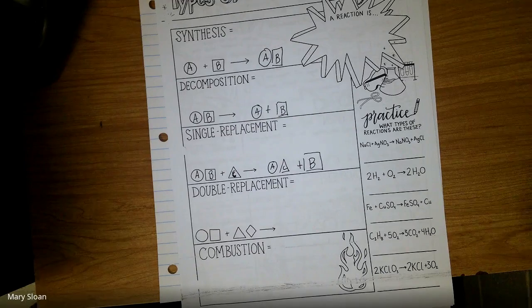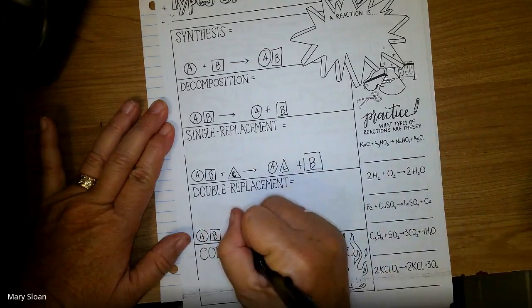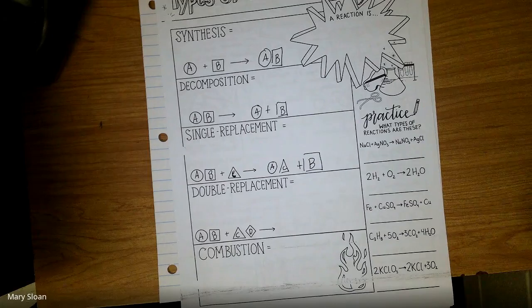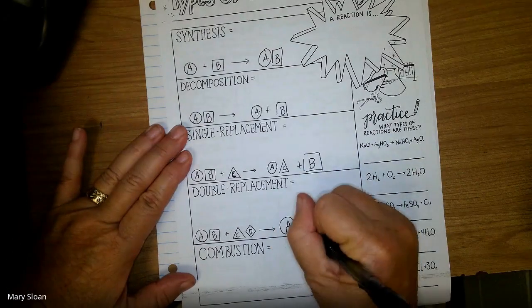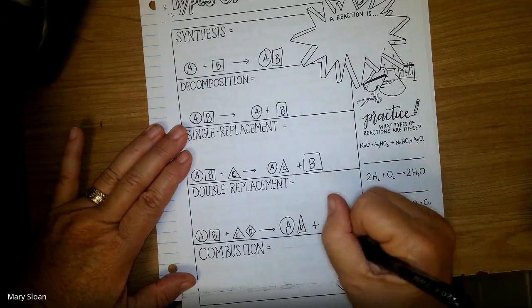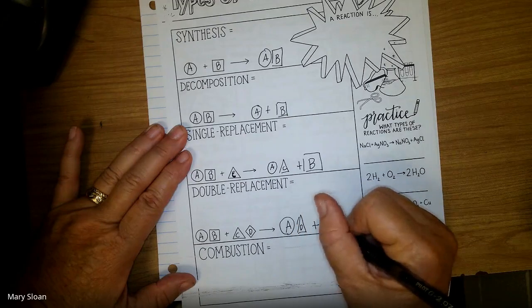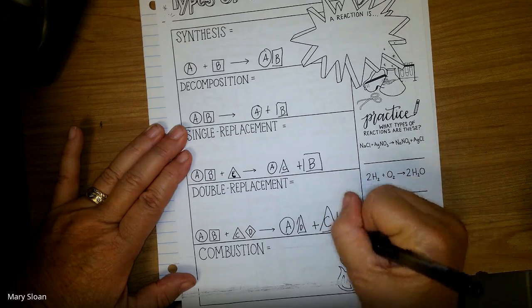Double displacement, we have our A, we have our B, we have our C, but now we have our D. And what they do is they switch partners. So I'm going to have my A, I'm going to have my D, and then we're going to have our C and our B.